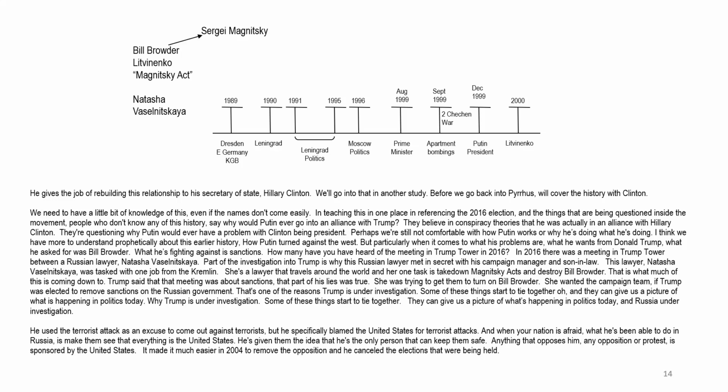Trump said that that meeting was about sanctions. That part of his story was true. She was trying to get them to turn on Bill Browder. She wanted the campaign team, if Trump was elected, to remove sanctions on the Russian government. And Penny's got a note up there. That is one of the reasons Trump is under investigation.